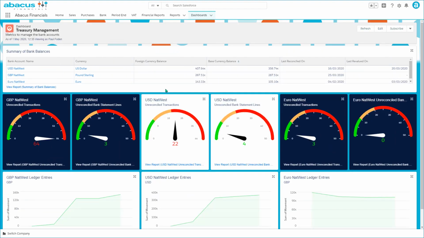This dashboard monitors the bank accounts, and you can see here for these three bank accounts, the balance in the foreign currency, the balance in sterling, when they were last reconciled, and when they were last revalued. What's the status of the reconciliations, and how the bank account balance is moving during the course of the year. So that covers reports and dashboards.